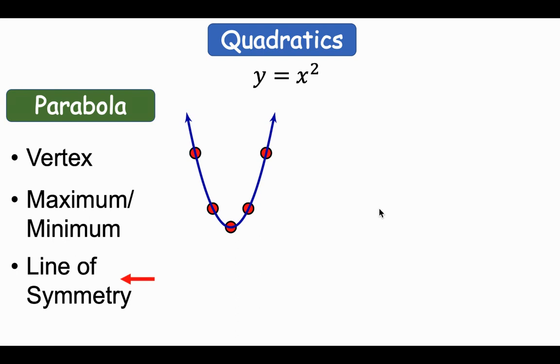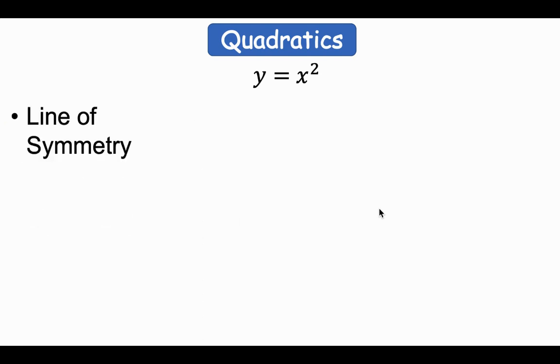All right. And line of symmetry. So line of symmetry, you have to know what symmetry means. Symmetry means that it looks the same on both sides. It's a kind of rough description of that.